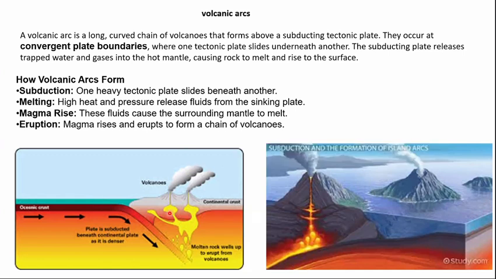Chain is like a line arranged. Look at one, look at two, look at three. They continue like that continuously. That's what they mean by chain of volcanoes. So the volcanic arc is a curved, long chain of volcanoes formed above a subduction zone. This is our subduction zone, okay? It formed above it.